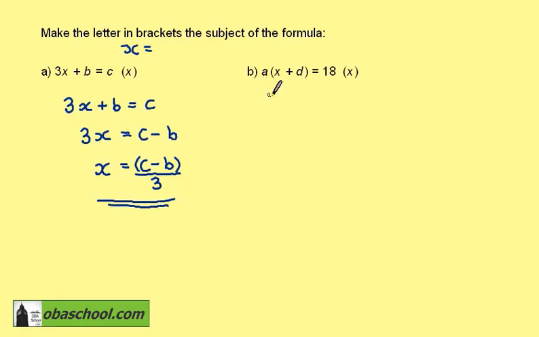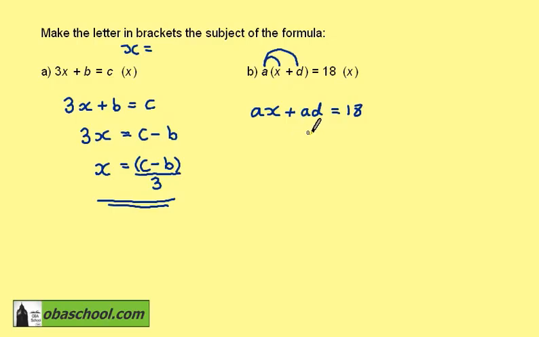We now have a times x plus d in a bracket is equal to 18, and we want to make x the subject. Multiplying out the bracket gives us ax plus ad is equal to 18.